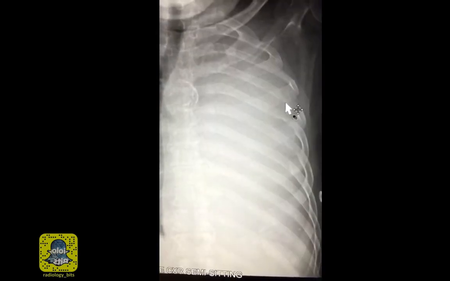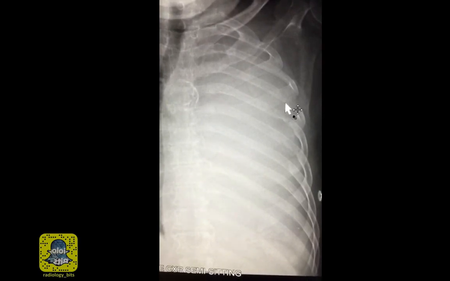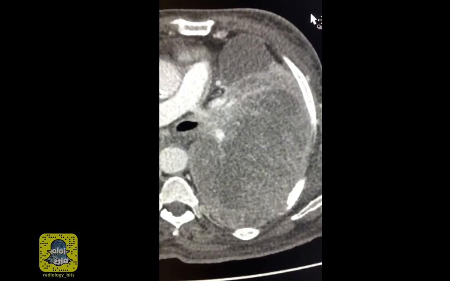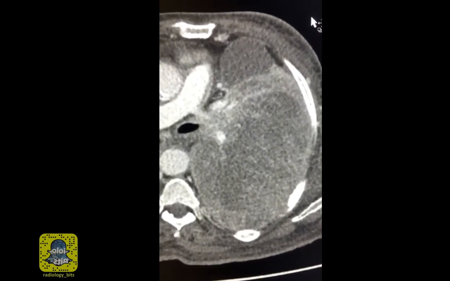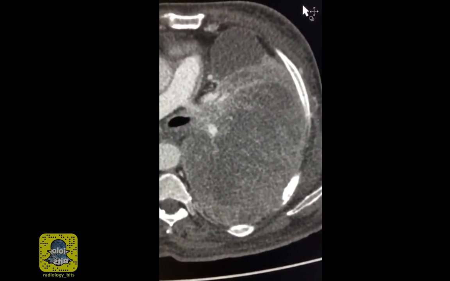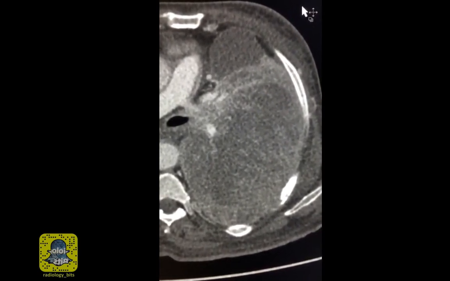Never forget to look at bones carefully, especially adjacent to opacities, not to miss subtle erosions. On CT, large soft tissue abnormalities could arise from different locations. These include the lungs, pleura, chest wall, and mediastinum, and your differential diagnosis would depend on that categorization.